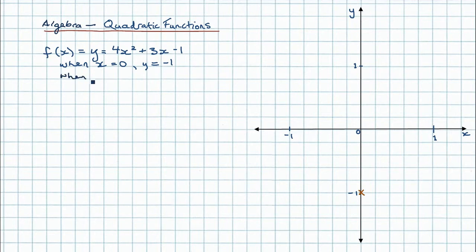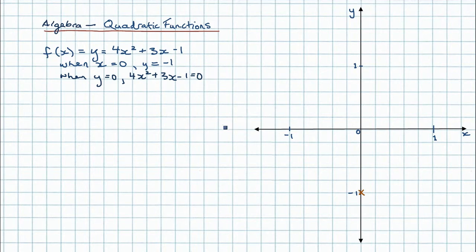Well, it's going to cross the x-axis when y equals 0. In other words, if we substitute 0 into this equation, y equals 4x squared plus 3x minus 1, if we substitute 0 for y into there, we end up with 4x squared plus 3x minus 1 equals 0.